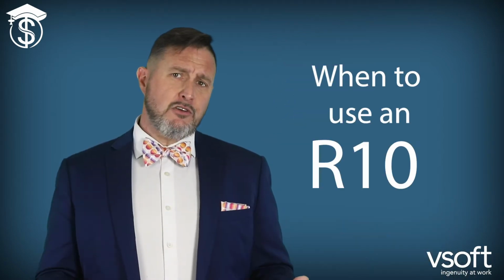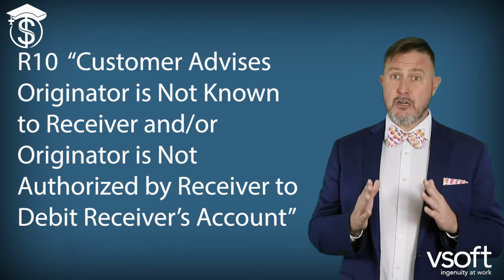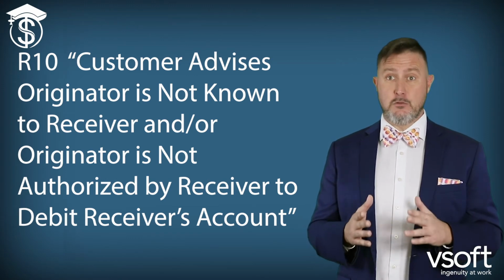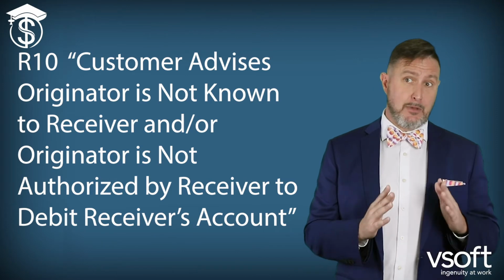rather than no authorization. When should we use an R10? The R10 reason code is defined as customer advises originator is not known to receiver and/or originator is not authorized by receiver to debit receiver's account. Well, that one is a mouthful, isn't it? Well, when is it used?